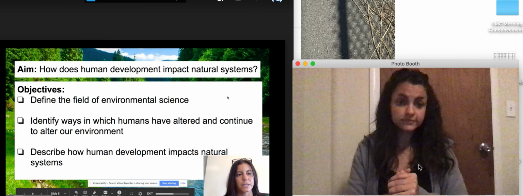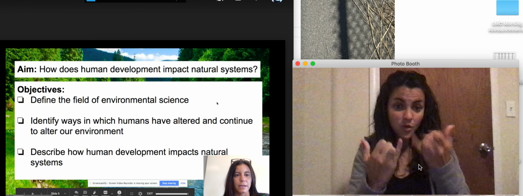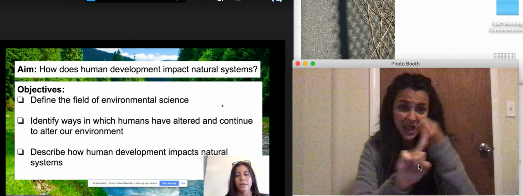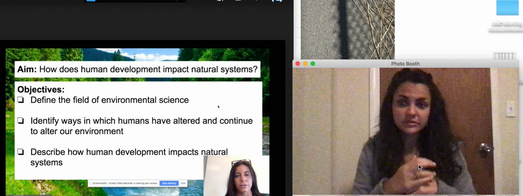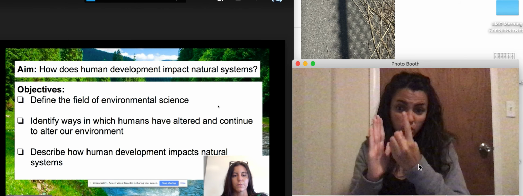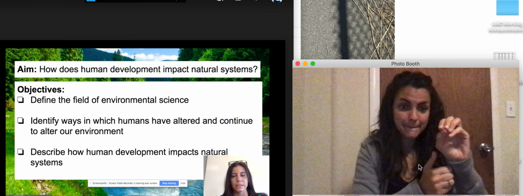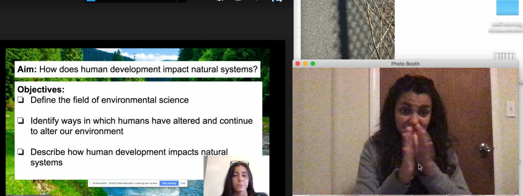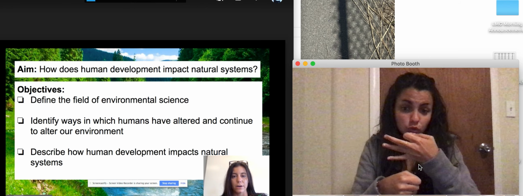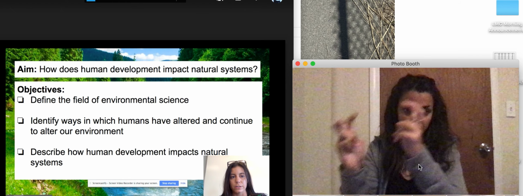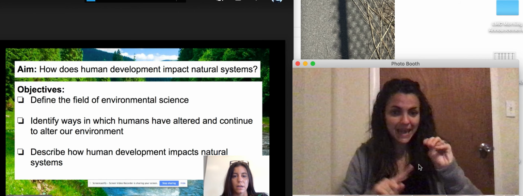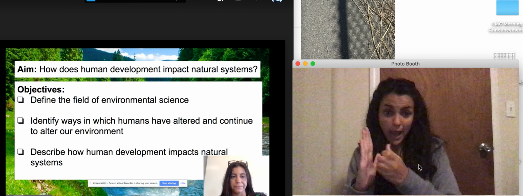Good morning. Today we are going to be looking at the aim. How does human development impact natural systems? So right now we're moving on in chapter 1 to module 1. In the textbook, which hopefully you will be getting soon, the textbook's broken up into chapters and then further broken down into modules. So we are in chapter 1 in unit 1, and we're looking at module 1.